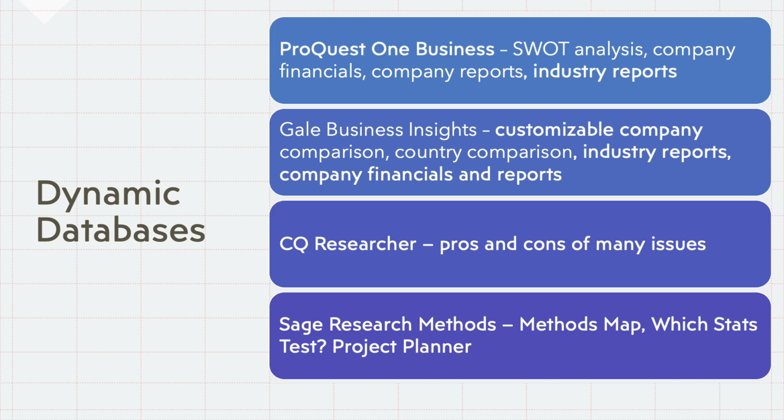ProQuest One Business has company reports and SWOT analyses that are not available through an internet search. Sage Research Methods includes a project planner, methods mapping tool, and Which Stats Test interactive tool. Contact a librarian to brainstorm ways that you can engage your students using these dynamic databases with more than just articles.